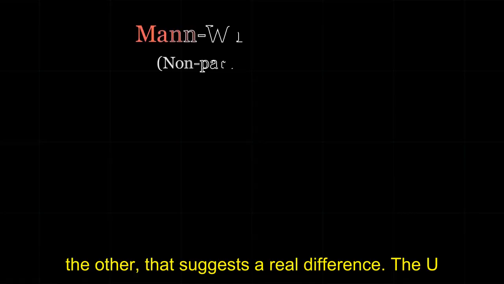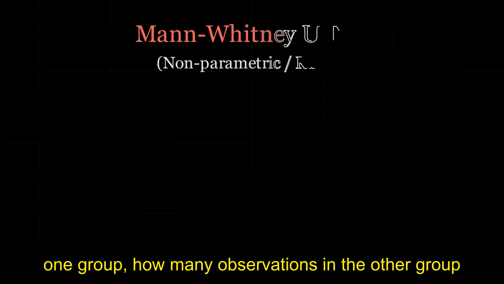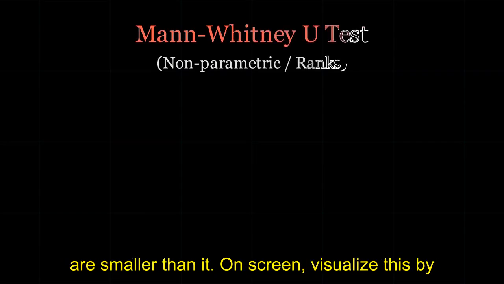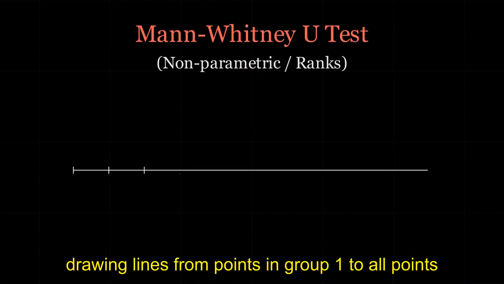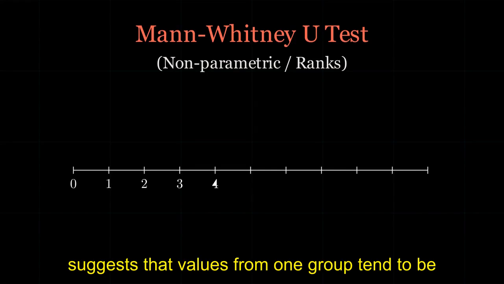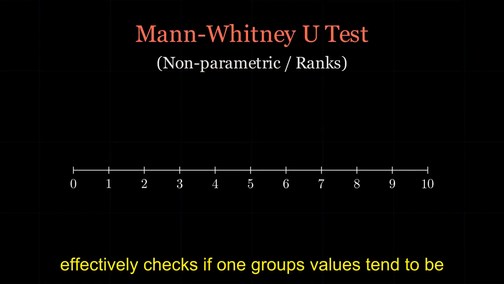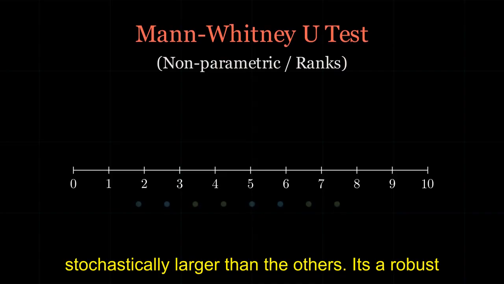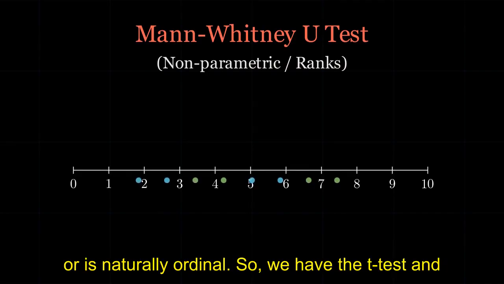The U-statistic itself counts, for every observation in one group, how many observations in the other group are smaller than it. On screen, visualize this by showing individual data points from two groups and drawing lines from points in Group 1 to all points in Group 2 that are smaller. A large U value suggests that values from one group tend to be larger than values from the other. This test effectively checks if one group's values tend to be stochastically larger than the others. It's a robust test, useful when your data is skewed, has outliers, or is naturally ordinal.